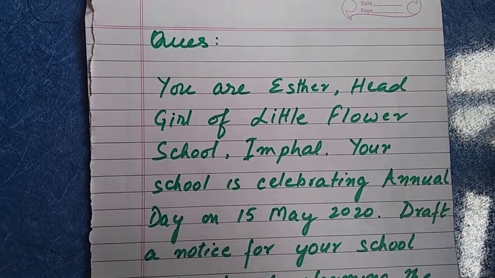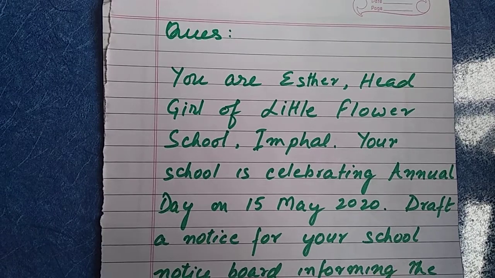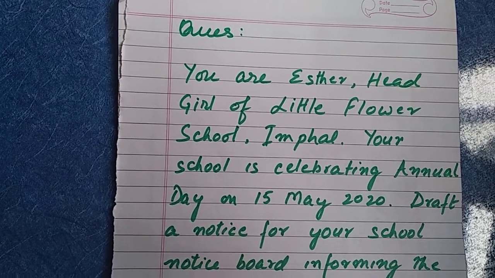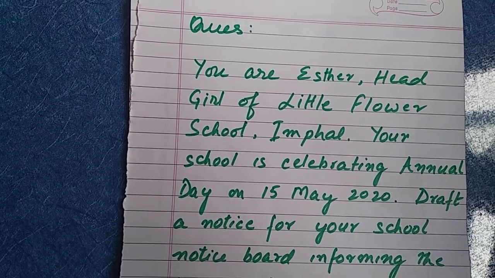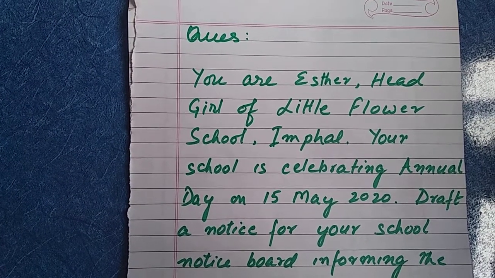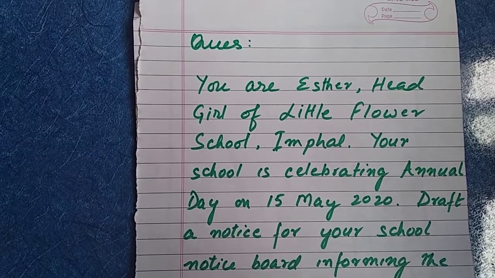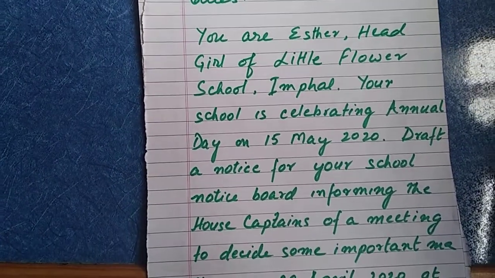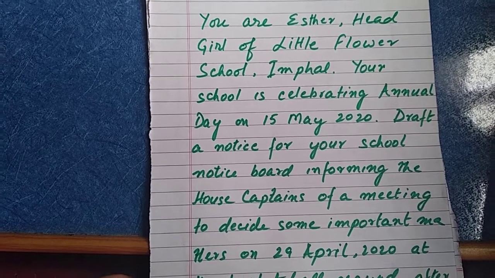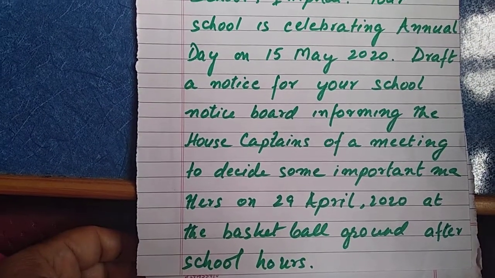Question goes, you are Esther. What is your name? Esther. That means you are going to imagine yourself as Esther, head girl of Little Flower School. So, what are you? You are the head girl, school captain of Little Flower School. Your school is celebrating annual day on 15 May 2020. So, draft a notice for your school notice board informing the house captains of a meeting to decide some important matters on 29 April 2020 at the basketball ground after school hours.